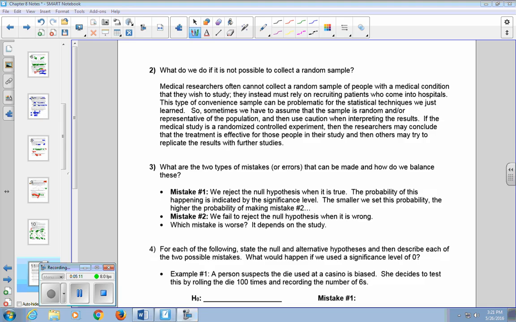So sometimes we have to assume that the sample is random and/or representative of the population, and then use caution when interpreting the results. If the medical study is a randomized controlled experiment, then the researchers may conclude that the treatment is effective for those people in their study, and then others may try to replicate the results with further studies.